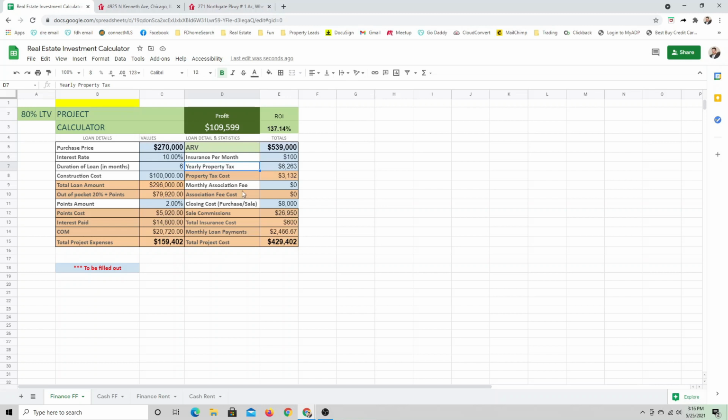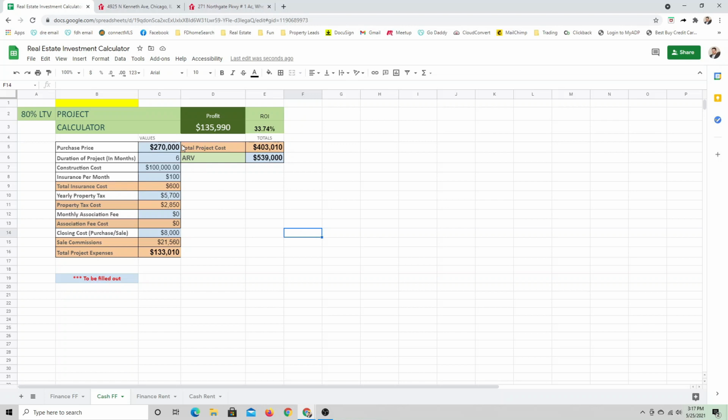Their out-of-pocket was $80,000. The total loan amount was $296. They did have to pay some upfront costs like points. They had some interest. The cost of money was so much. They had some commissions, paid insurance, monthly loan payments. This was their total project cost. This was the expenses. So this is how much it cost minus the actual cost of the home. They sold it for $539 and they were able to make a profit of $109,599.